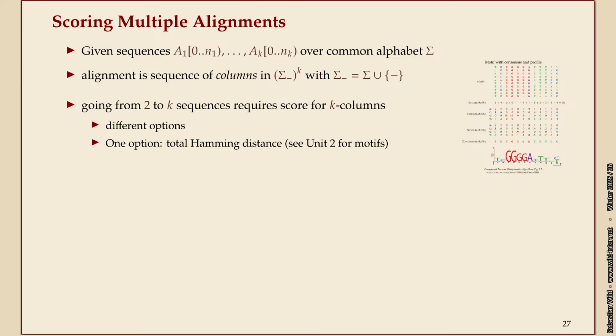The other thing that changes is we need a score. We need a way to decide how good a certain column is. And there's actually many options. We've already seen this in a restricted form in the last chapter where we talked about motifs. There's this picture where they also align sequences on top of each other, and we said we have to somehow assign a score for how good this alignment is.